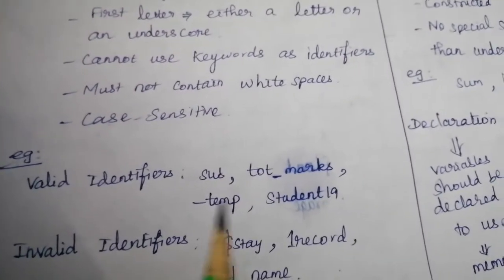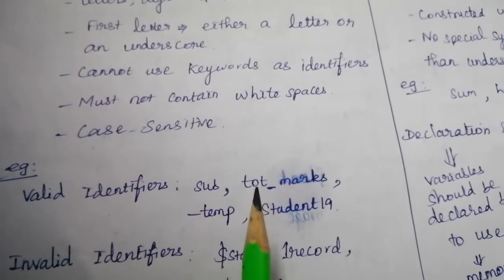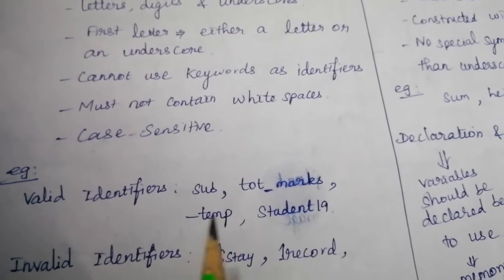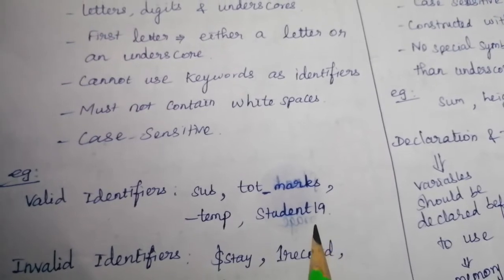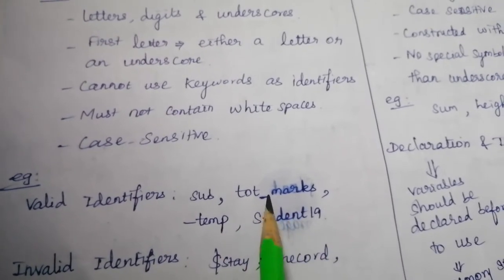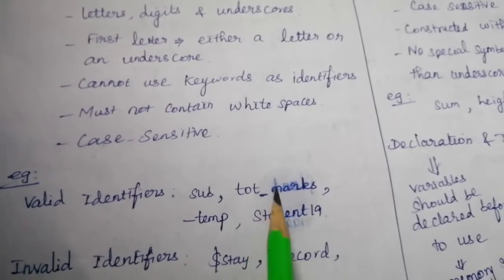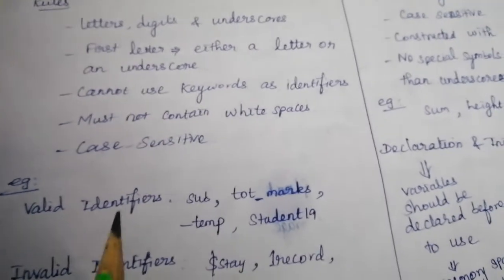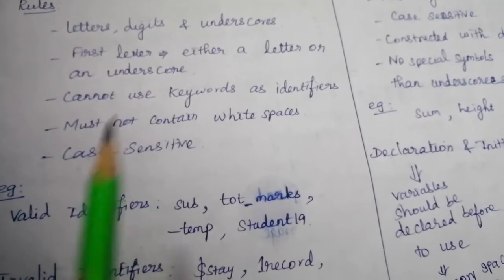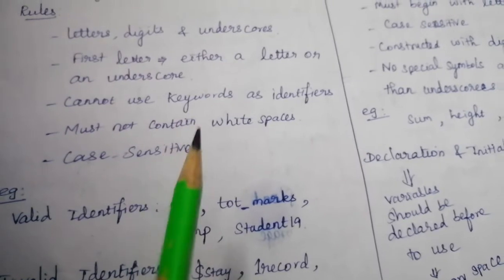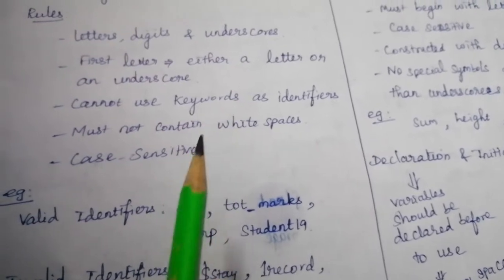These are valid identifiers like a, sum, tot_marks, _temp, student19. For tot_marks, it doesn't leave any spaces, so we have used an underscore. And one more thing, we should not allow any special symbols inside identifiers. No special symbols are allowed in identifiers.